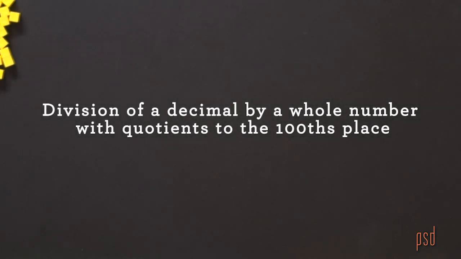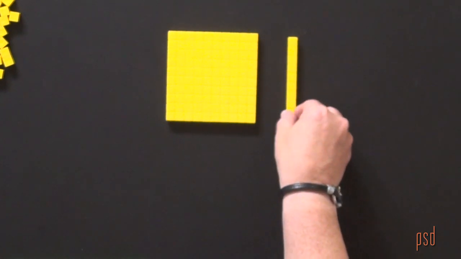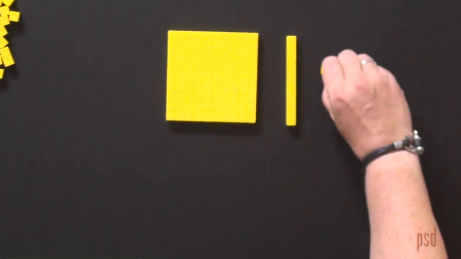In this video, we are going to model division of a decimal by a whole number with a quotient to the hundredths place using base 10 blocks and a pictorial model. Before we begin, we need to identify the base 10 blocks that we will be using. We will be using a flat to represent the whole. We will be using a long to represent a tenth. And we will be using a unit to represent 1/100th.